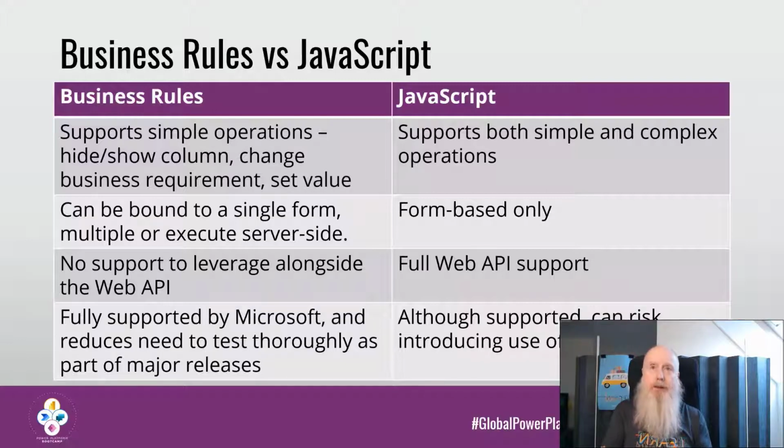Business rules have one other advantage for me. They can fire in the form, in a model-driven app form. They can also work at the data layer. They can work on Microsoft Dataverse. So essentially they work at the table layer, when a record is created or updated.